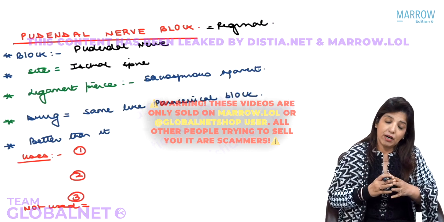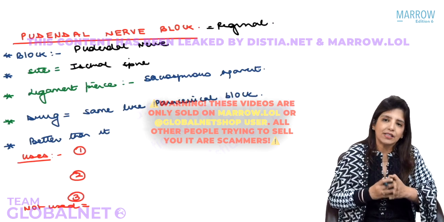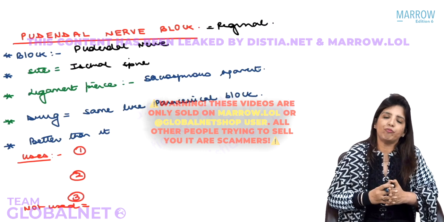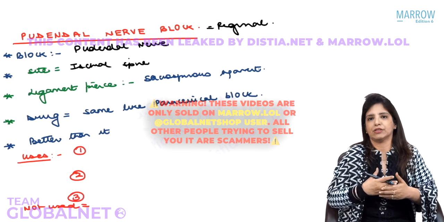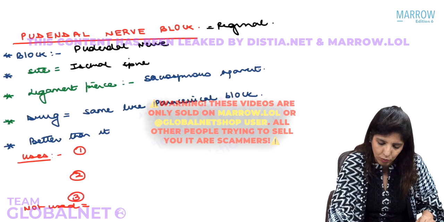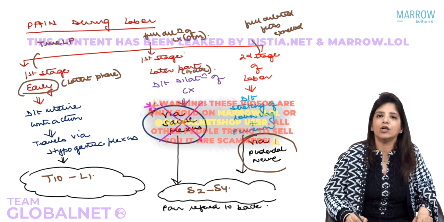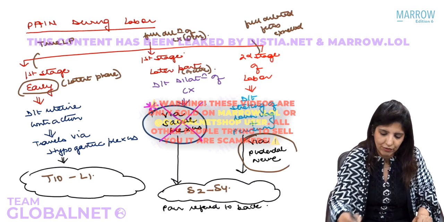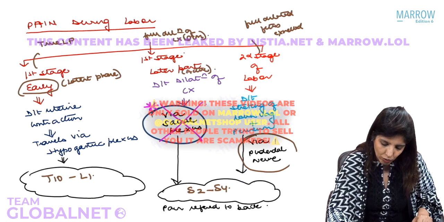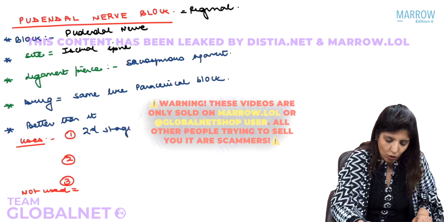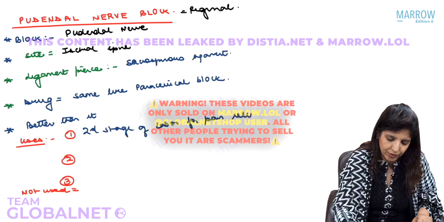But yes, this block is better than a paracervical block. So the uses of pudendal nerve block are more than a paracervical block. Now, as you can see over here, definitely the uses are more. Why? Because pudendal nerve block, you are going to use it in the second stage of labor for pain relief, number one.